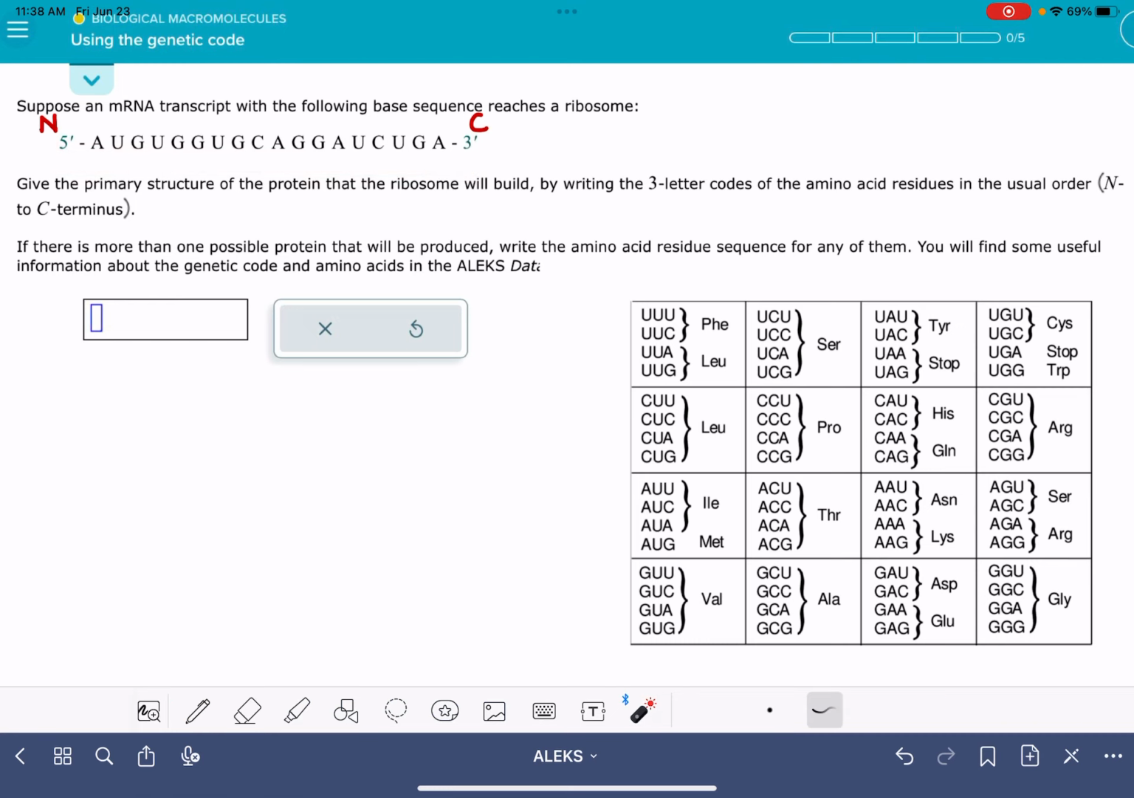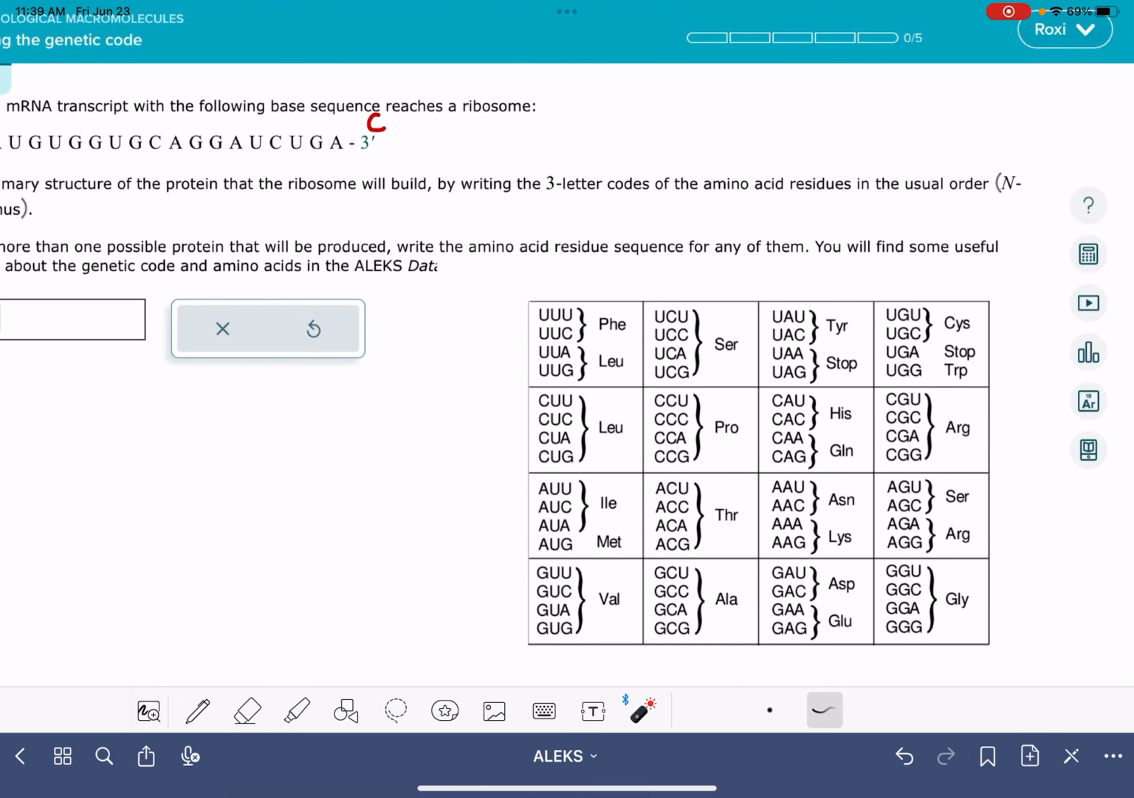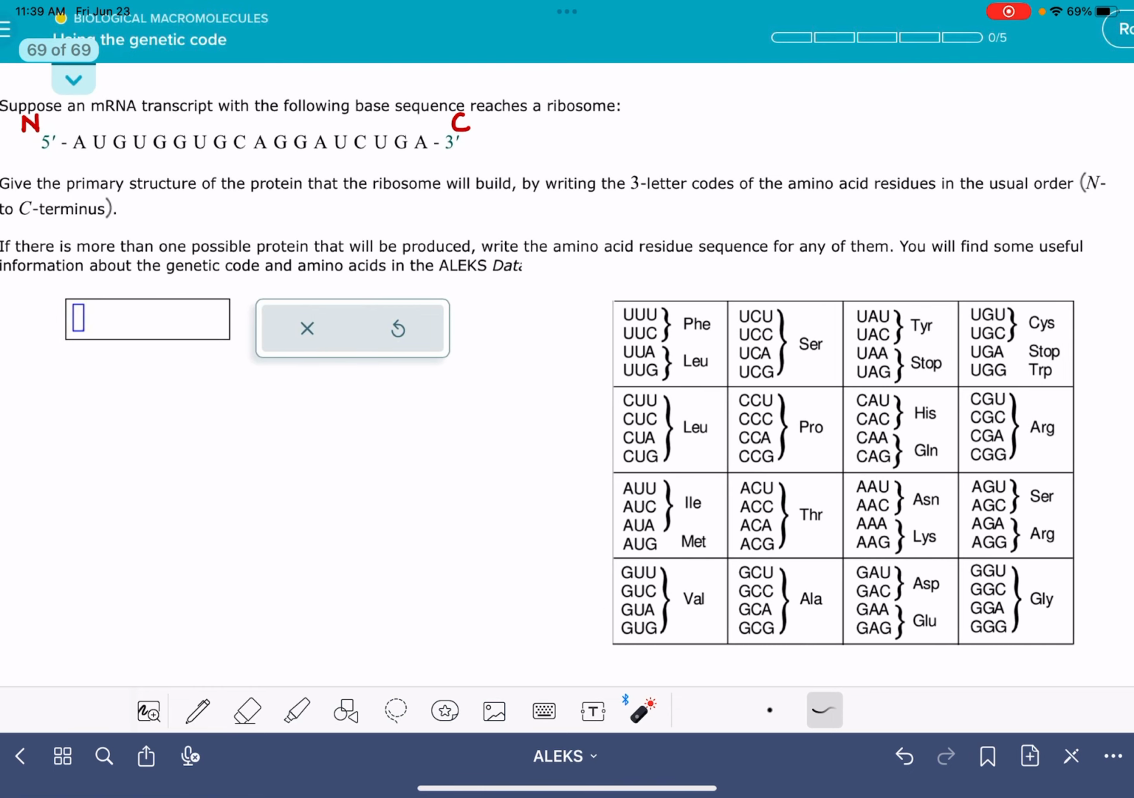You are going to need to pull open a table of codons or a table of the genetic code. There is one in ALEKS's data table. I don't love the format that ALEKS uses for the table of codons, so I have a different table of codons pulled up right here. I think it's easier to look at.